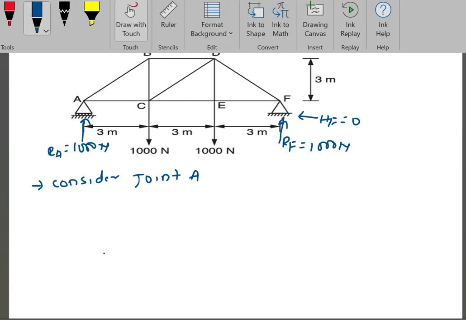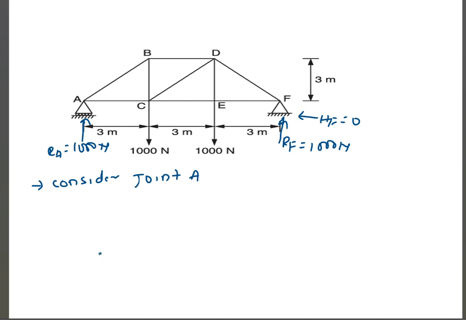So draw the free body diagram at joint A. This is the joint A. To the joint A, how many forces or reactions are acting and how many members are connected? So here to the joint A, two members are connected and there is one reaction acting vertically upward, and its magnitude is 1000 Newton.